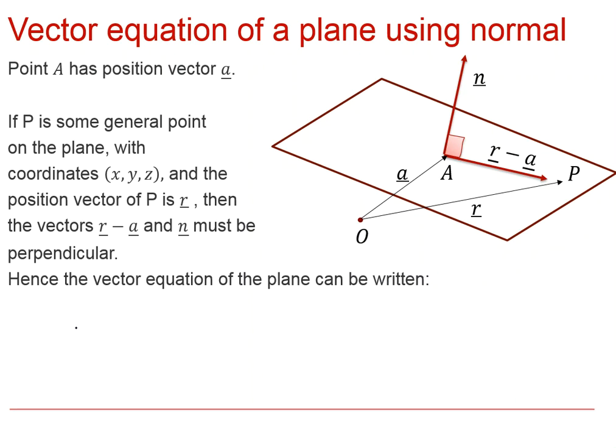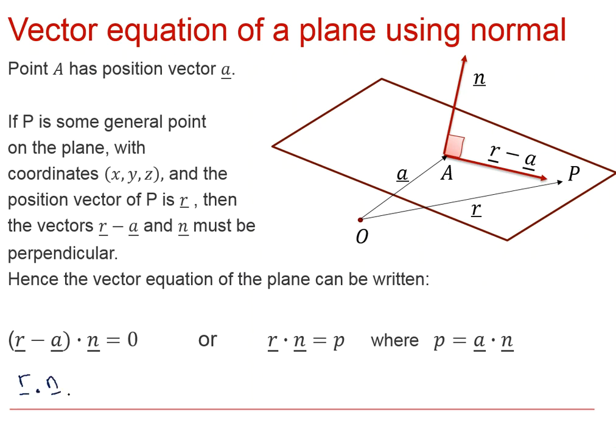We can then use this to write the vector equation of the plane. We can either write (r minus a) dot n equals 0, because if you do the dot product of two vectors that are perpendicular, you get 0. Or we can say that r dot n equals p, which is some scalar, and p is the dot product of a with n. So you can see that's just a rearrangement of this equation.